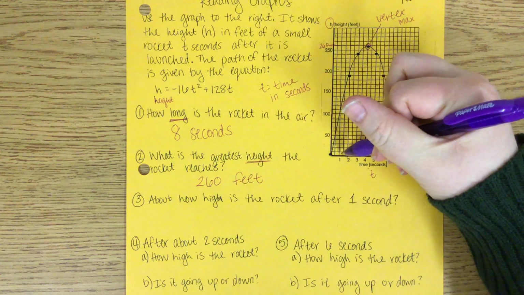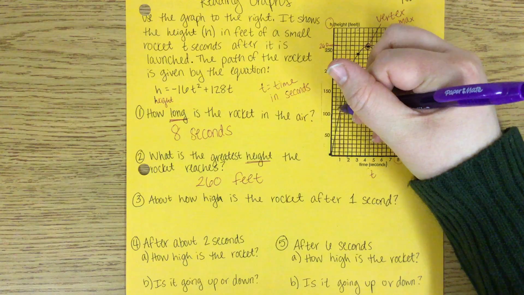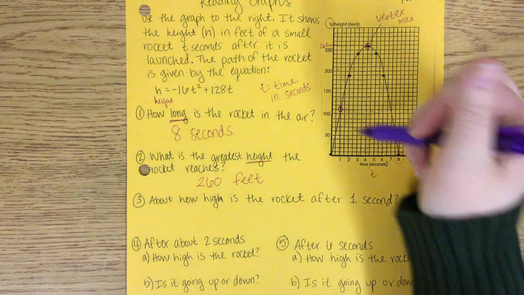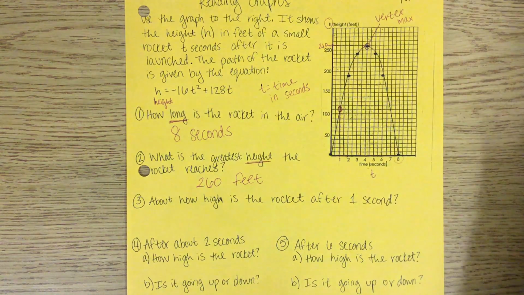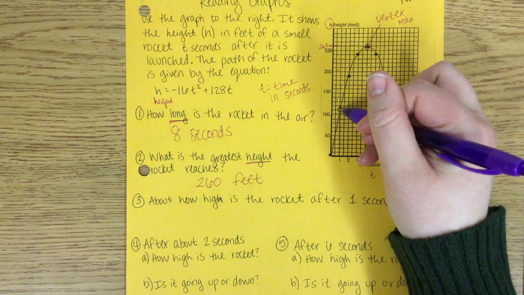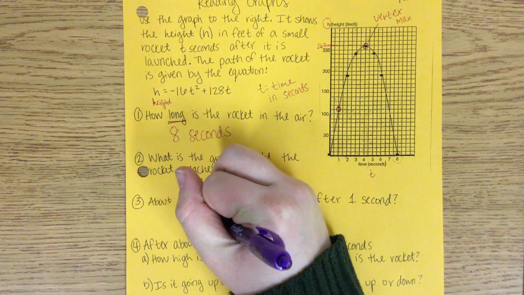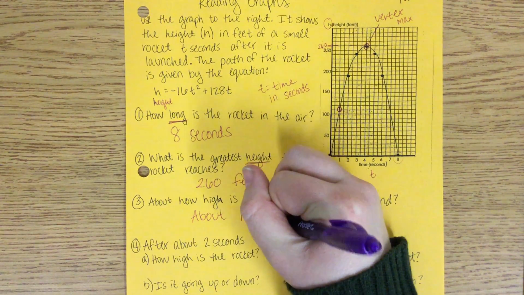All right, number 3, about how high is the rocket after 1 second? Okay, so I'm going to go to where my seconds equal 1. I'm going to just follow this up until I intersect with my graph. And it looks like it's right at about 110 feet. So they didn't ask for an exact amount, so I'm not going to use my equation yet. I'm just going to estimate based on where it looks like it's hitting on my graph. So it looks like it's about 110 feet.